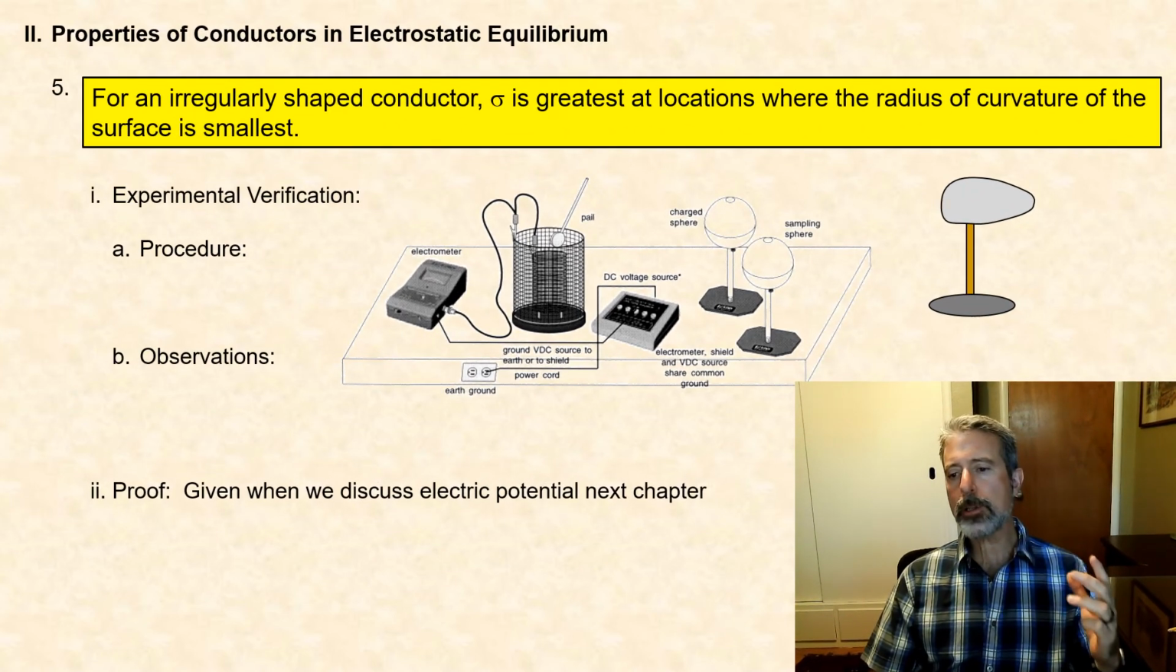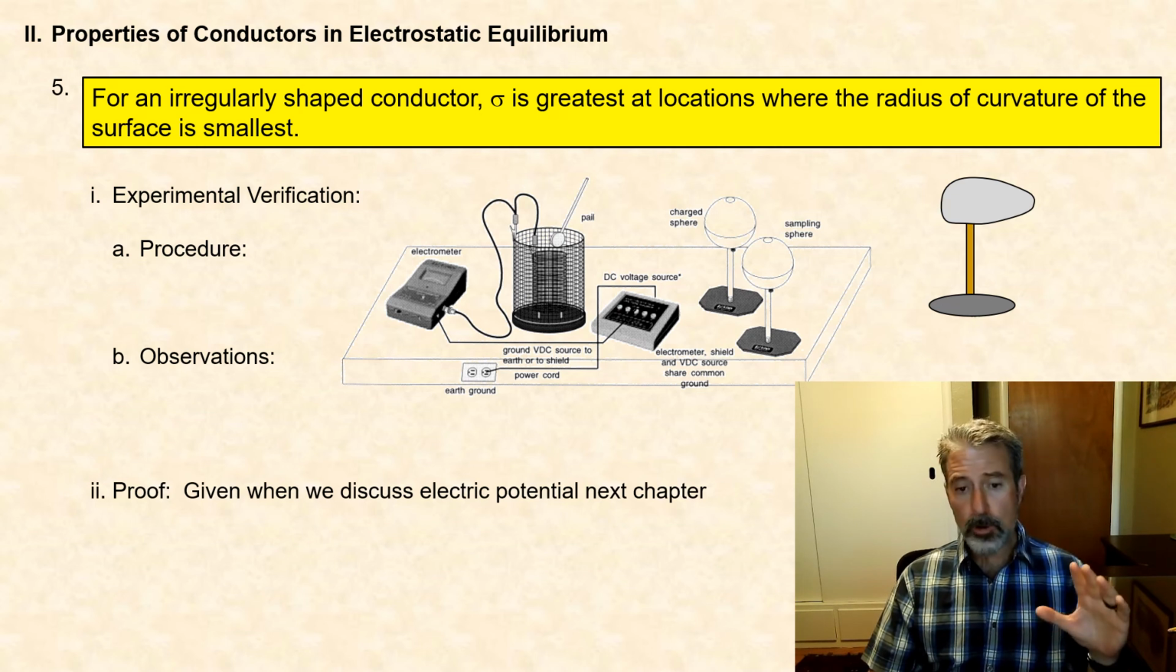So the last property that we're going to introduce today involving conductors in electrostatic equilibrium is this: for an irregularly shaped conductor, the charge density is greatest at locations where the radius of curvature of the surface is smallest. In other words, there's an inverse relationship between charge density at the surface and the radius of curvature of the surface at that point.